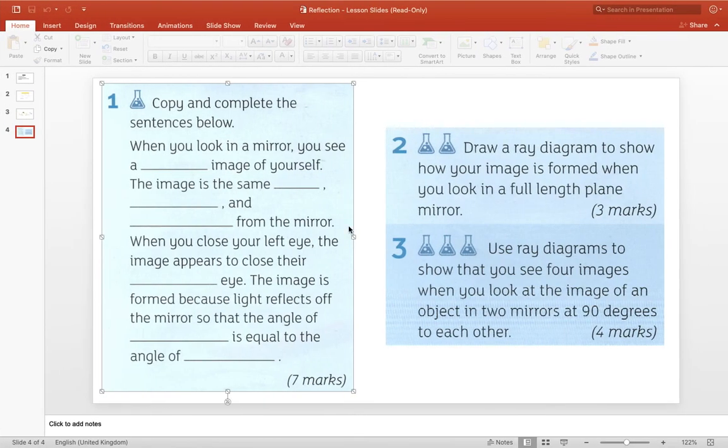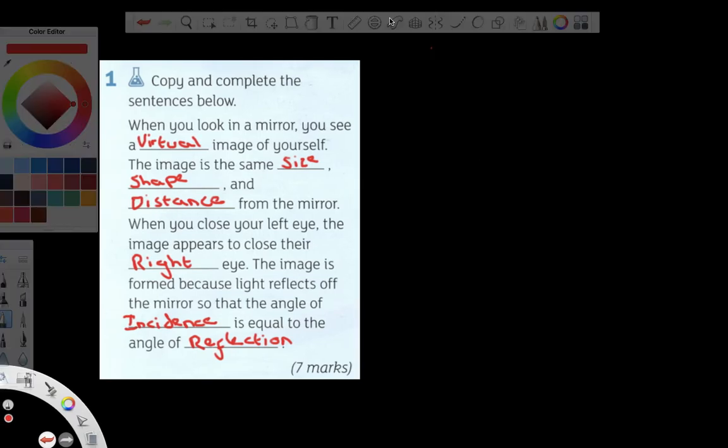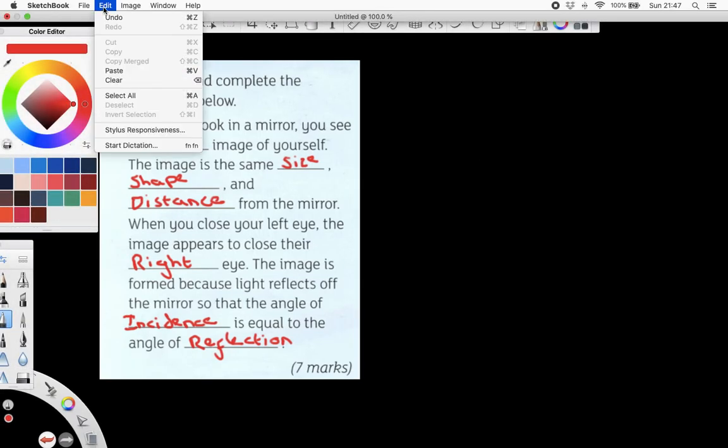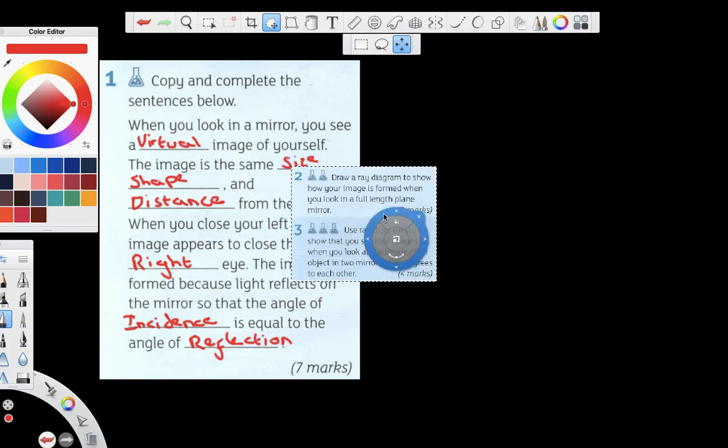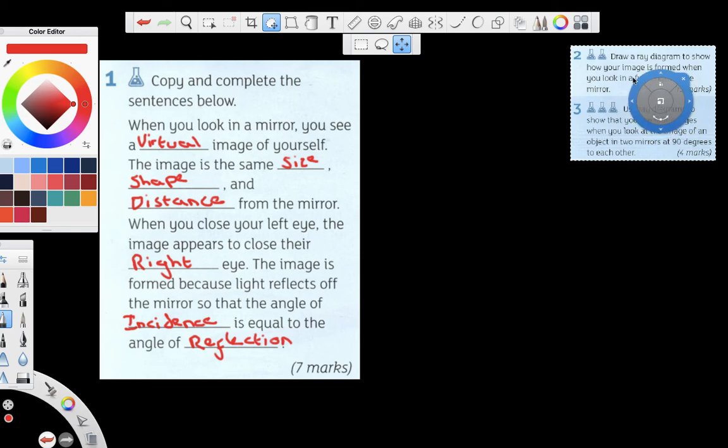So let's grab the next two questions so that we can have a go at them. I'm going to make these a bit smaller on the screen so I've got room to actually write some answers for you. So number 2 says, draw a ray diagram to show how your image is formed when you look in a full-length plane mirror. So your mark comes from having that the light hits the wall and is reflected at lots of different angles, and the light needs to reflect in a way to form an image.